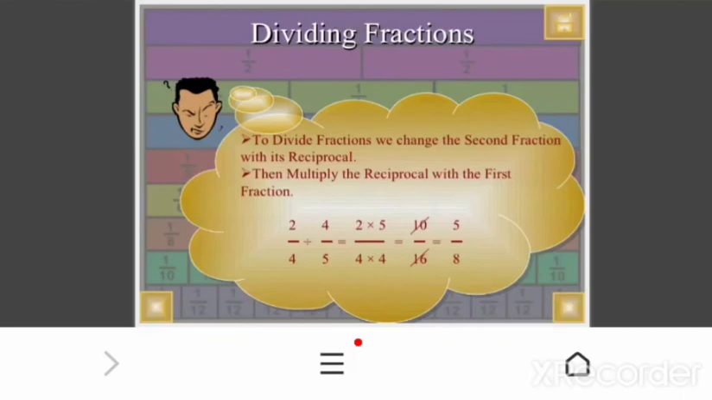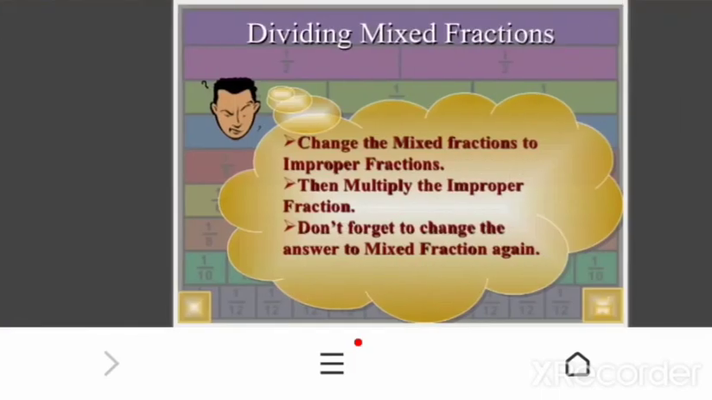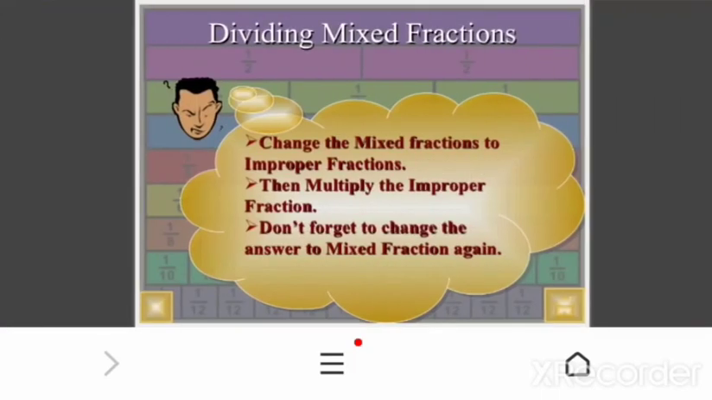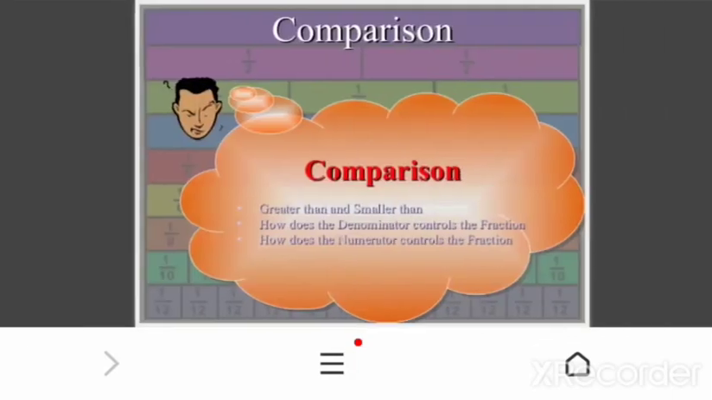Now after that, simply multiply the numerators and denominators separately, that is 10 upon 16, and convert into the lowest term, that is equal to 5 upon 8. Now children, while dividing mixed fractions, change the mixed fraction to an improper fraction, then multiply the improper fractions, and last, children, don't forget to change the answer to a mixed fraction again.